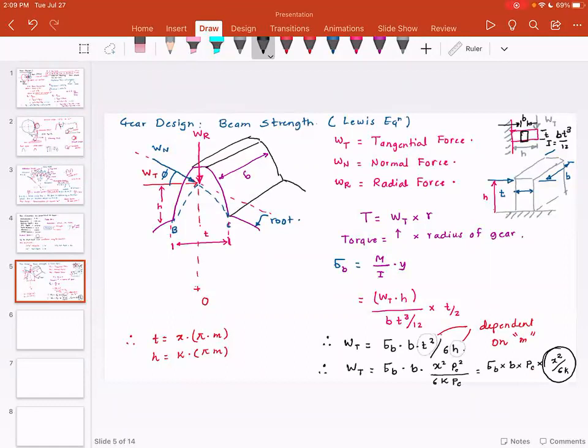And I will give you a minute to absorb what is written over here. Now I'm going to replace this X square by 6K with some other constant, and that gives me the most important equation in gear design, which is WT is equal to sigma multiplied by B multiplied by, I'm going to write PC as pi times M, multiplied by a factor or constant Y.